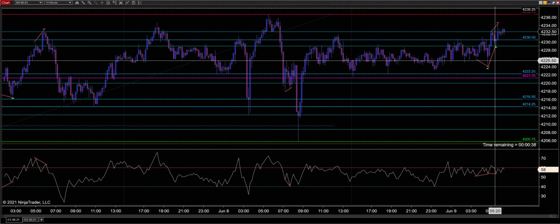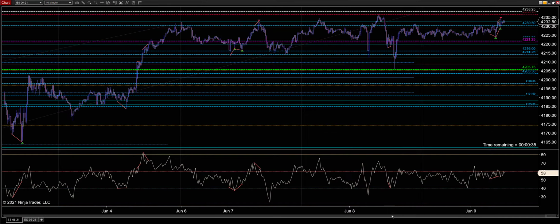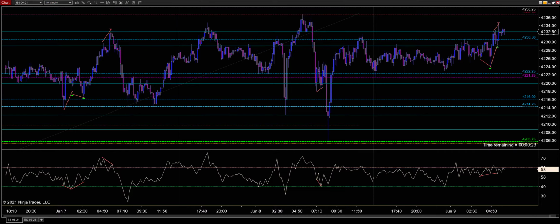Obviously, it looks like they're trying to push here and test the all-time high, but every time they do it, they come up, they get the sell-off. They push up, they get the sell-off, and it's happened multiple times. So, eventually it's going to break, right? Or it's just going to sell off.